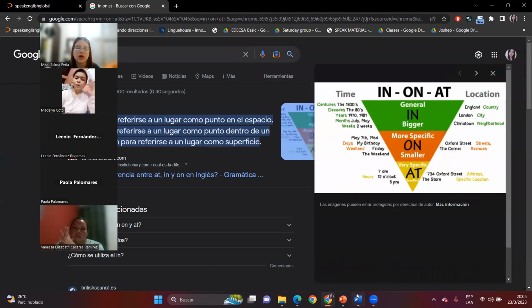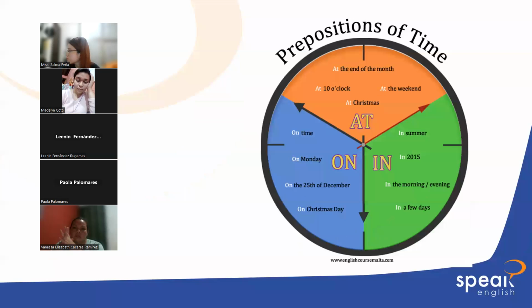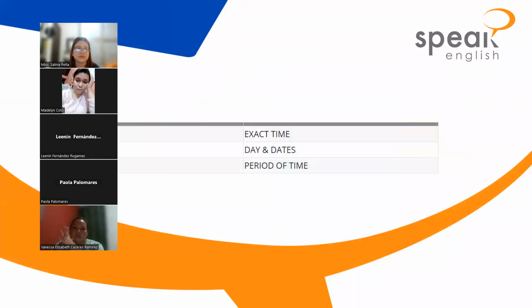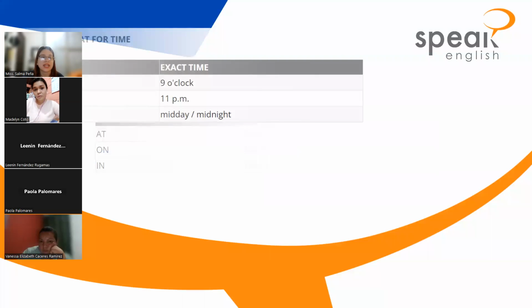Okay, so let's see, how can we use these expressions when you talk about time? Let's see the first one. At is to talk about exact time. That is the one that is more specific, exact time. On is to talk about days and dates. And the last one, in, is for a period of time, generally a general period of time.